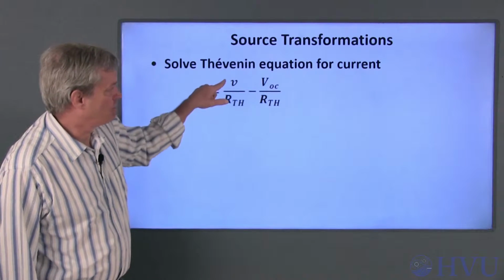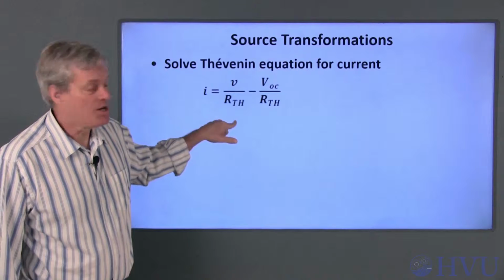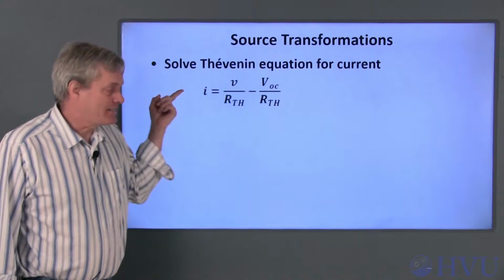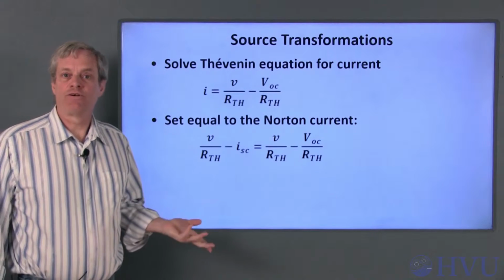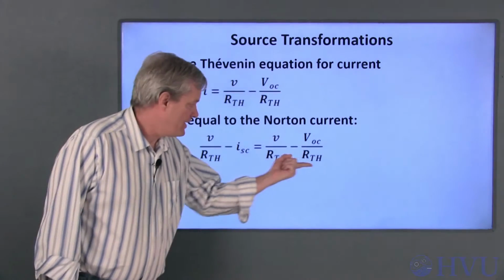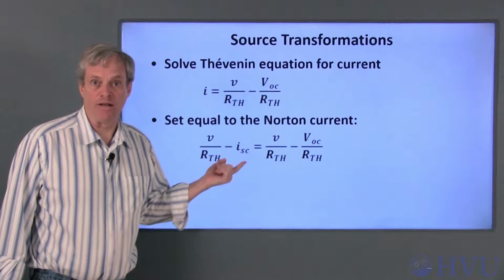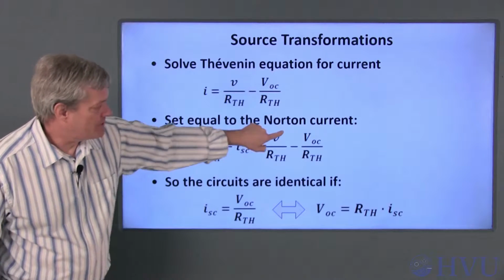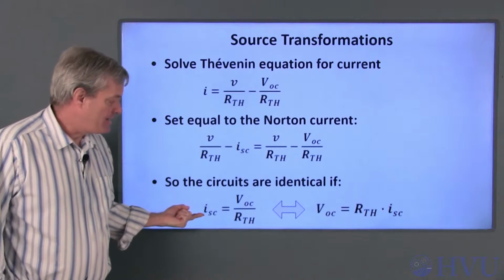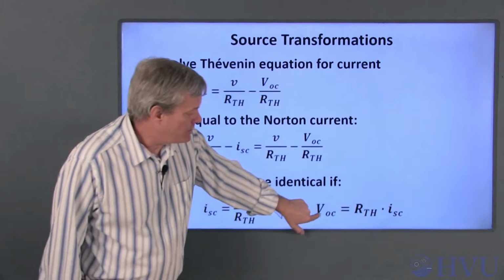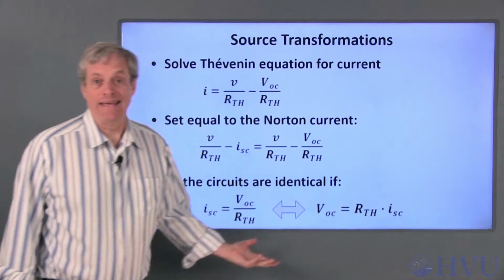So the current is equal to the voltage divided by RTH minus the open circuit voltage divided by RTH. Since this current is the same as the current in Norton's theorem, this is equal to V over RTH minus the short circuit current. These two terms cancel. So ISC is equal to VOC over RTH, or equivalently, VOC is equal to RTH times ISC.